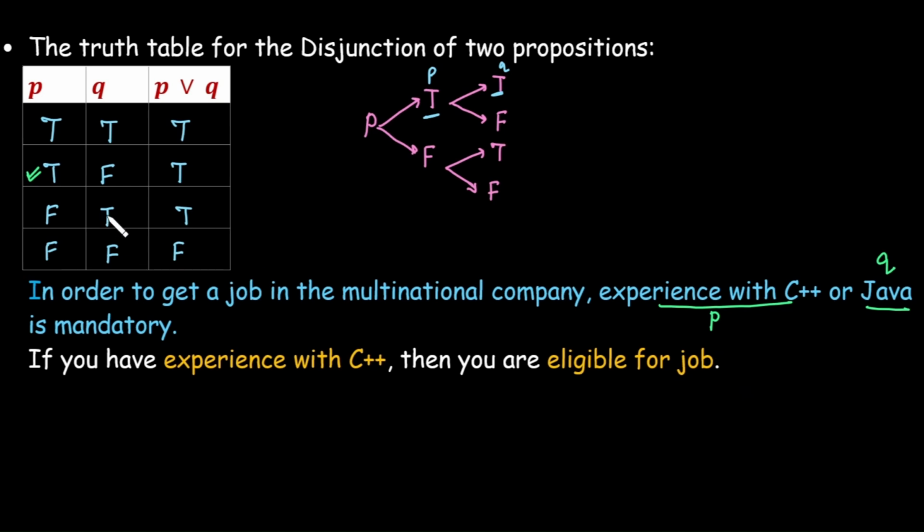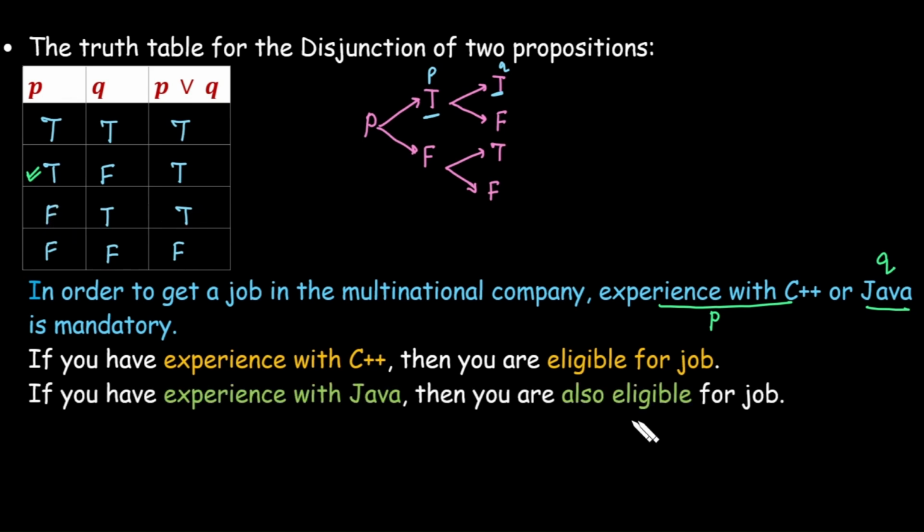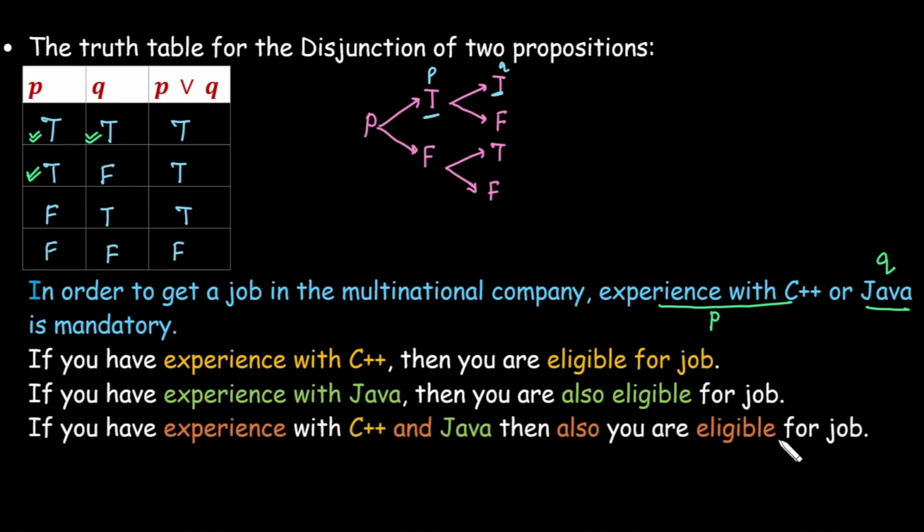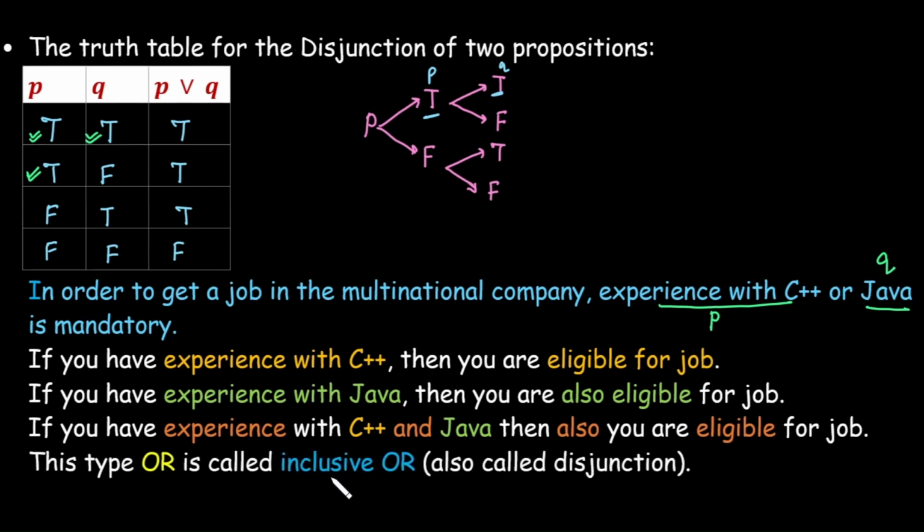Now, if we take the third case, means you have experience with Java, but not with C++, then you are also eligible for the job. Now, if you have experience with C++ and Java, then also you are eligible for the job. Now, if you don't have any kind of experience, means not having experience with C++ or Java, you are not eligible for the job. So, this type of OR is called inclusive OR, that is disjunction.